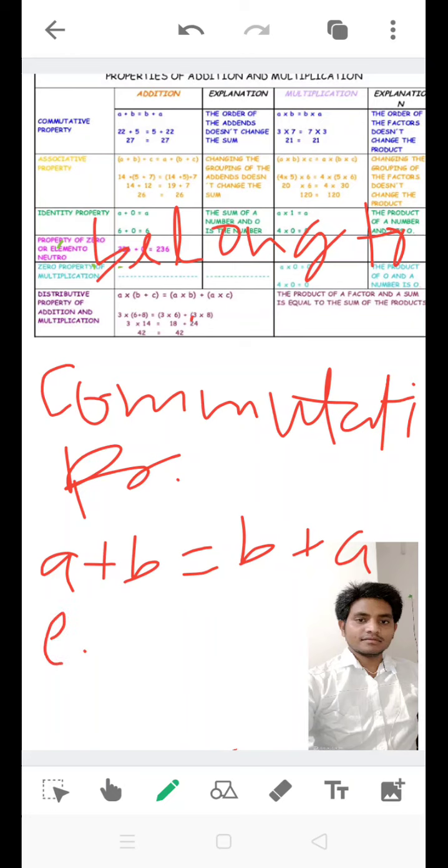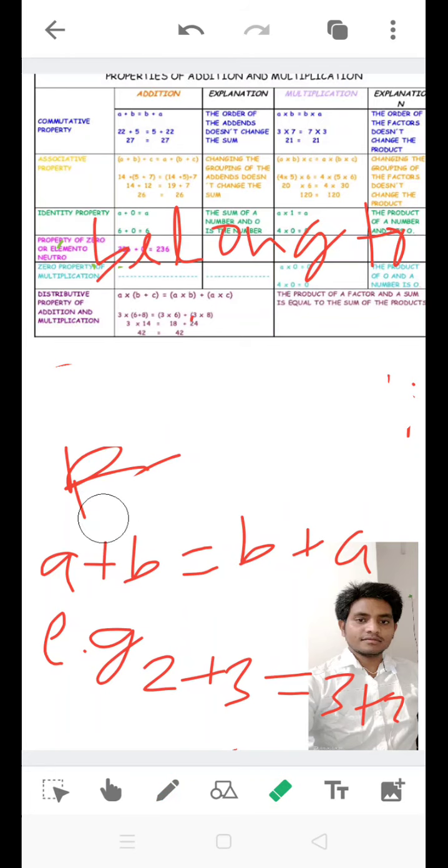Example: 2 plus 3 equals 3 plus 2. When you add 2 plus 3, you get 5, and 3 plus 2 on the right side is also 5. Then both are equal to each other. This property is called the commutative property. We only interchange the numbers here. I hope you understood.